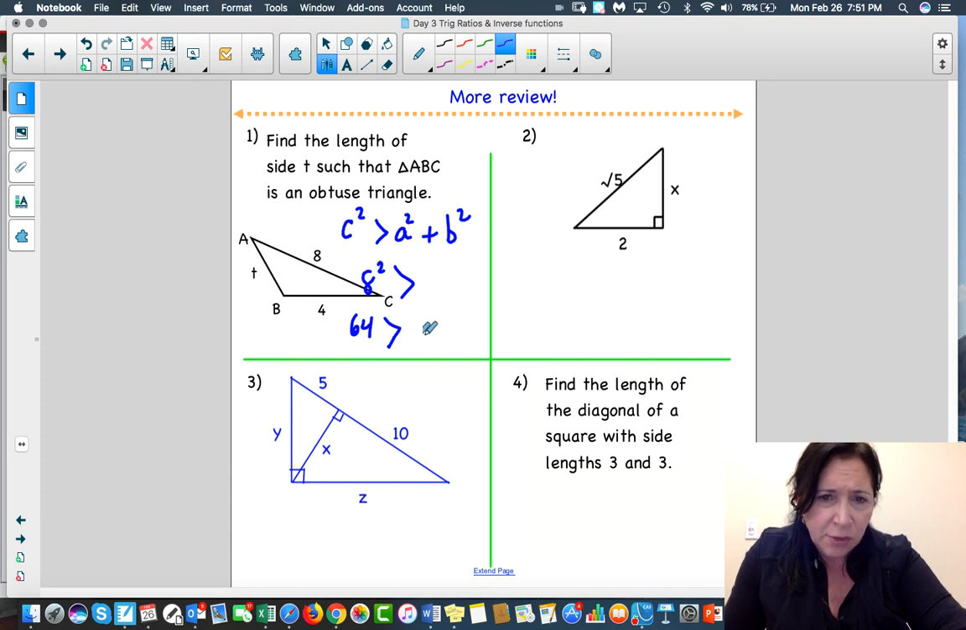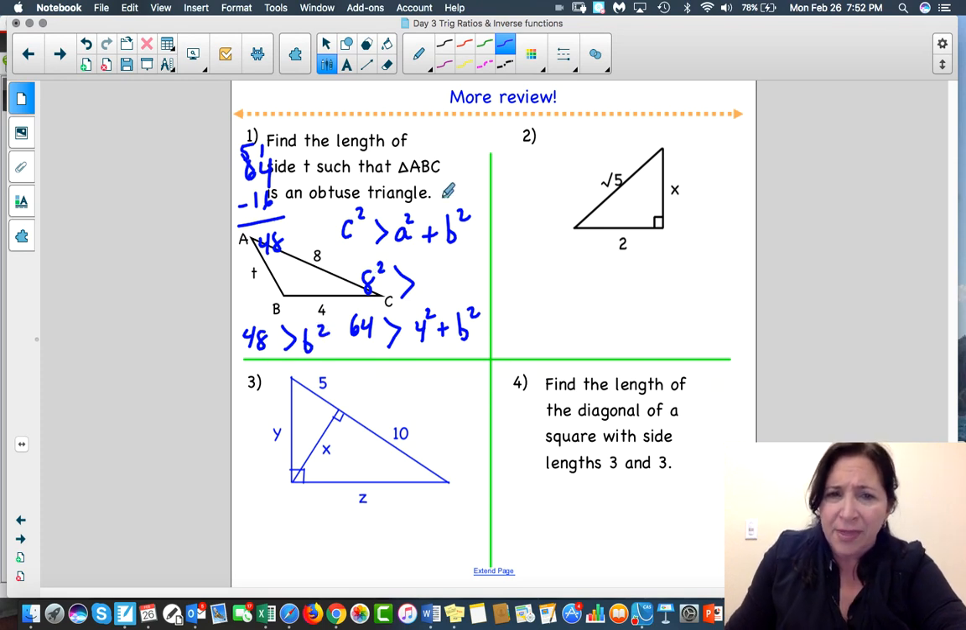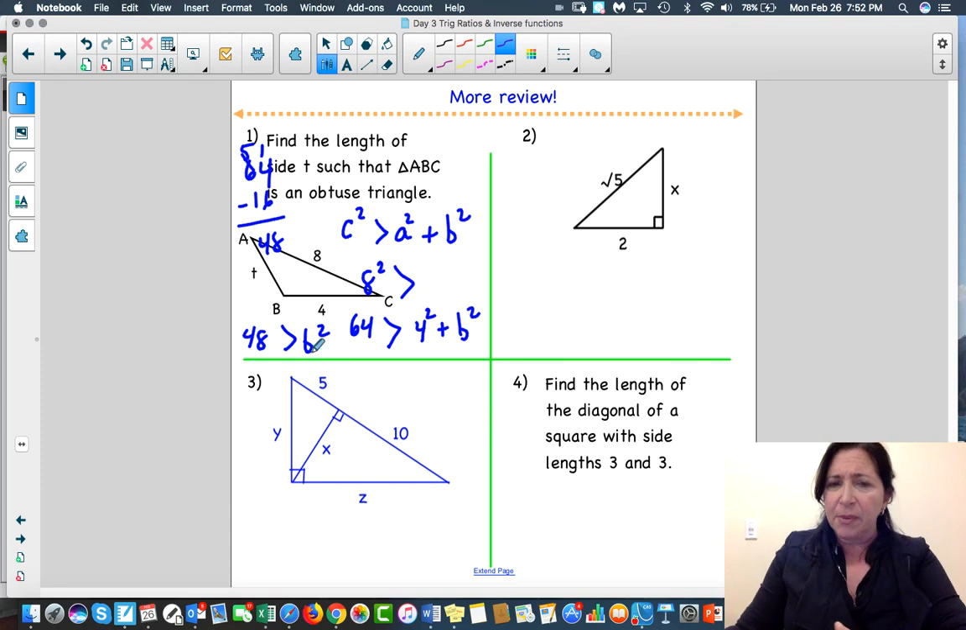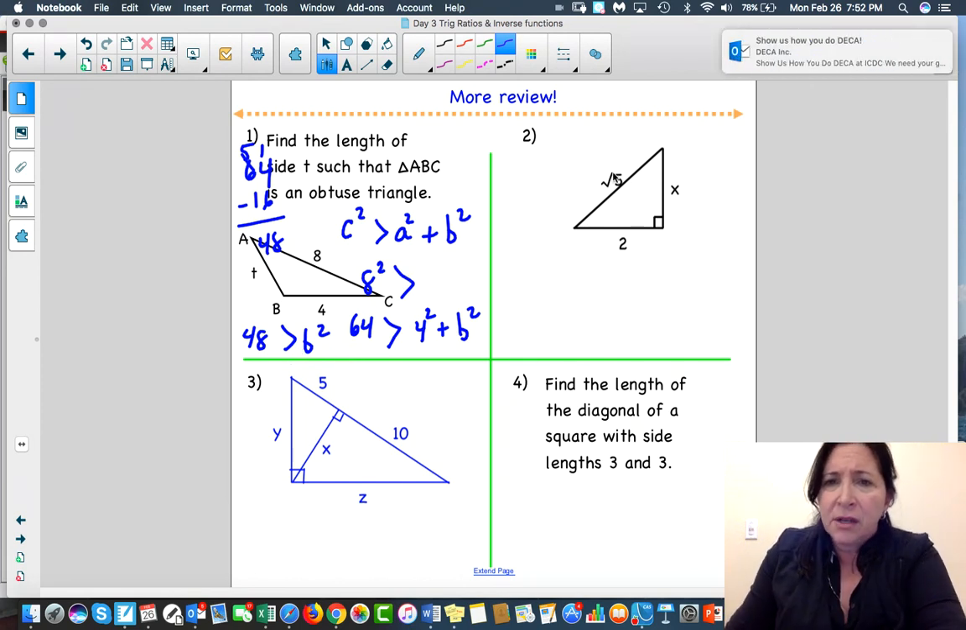Well, we'll say that that's 4 squared. So we'll say 4 squared plus some other number squared. So 64 minus 16, so you would subtract that. So 64 minus 16 is what? 48. So 48 is greater than B squared. So that's a value that you could square root both sides. And keep in mind that when you square root a number that's not a perfect square, you would get an approximate value.